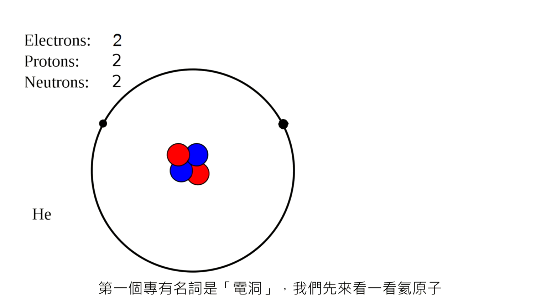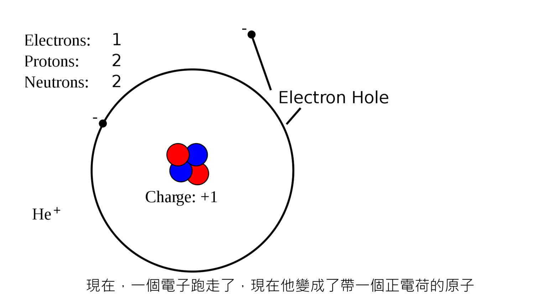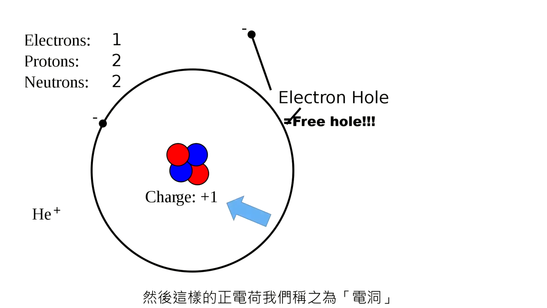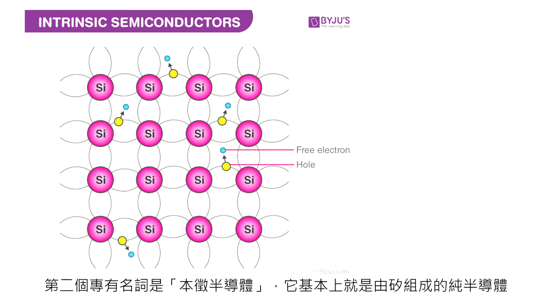Let's look at this normal helium atom. Now an electron left and it becomes a helium with one positive charge. And this kind of positive charge, we call it free hole. The second one is intrinsic semiconductor. It simply means a semiconductor without any things except silicon.